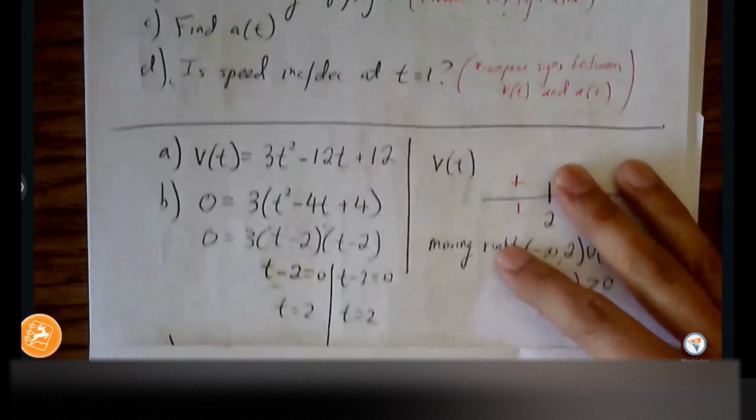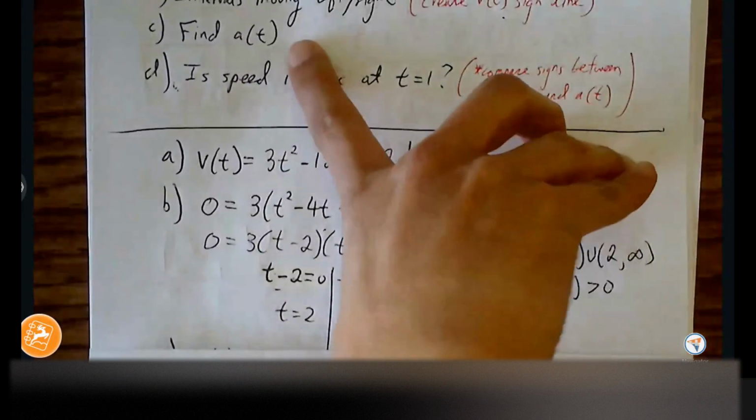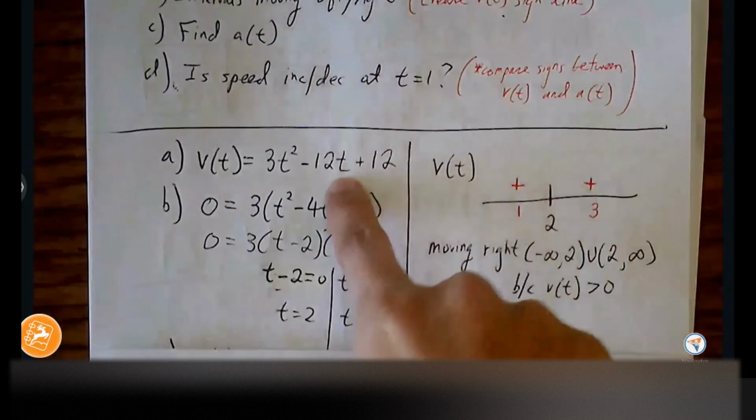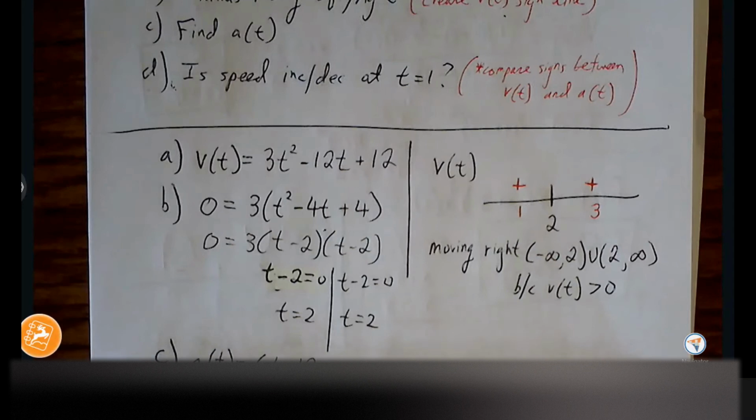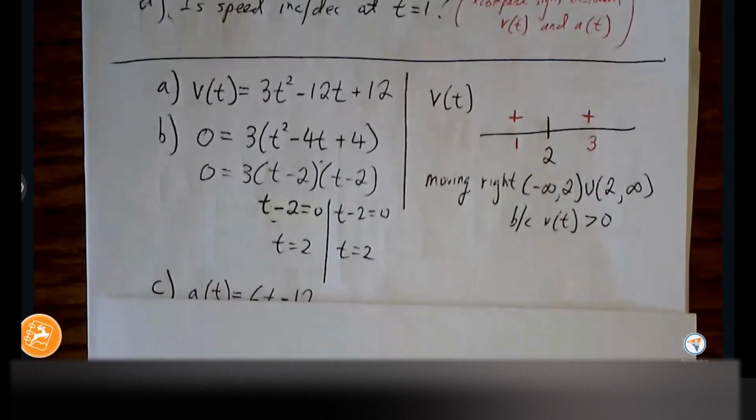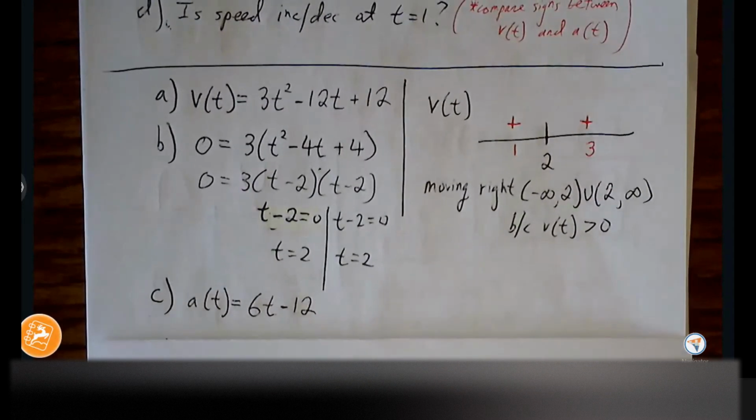Okay, part C, find the acceleration. So to find acceleration, we're going to have to find the derivative once again from velocity down to acceleration, but just go through power rule. So I get 6t minus 12.